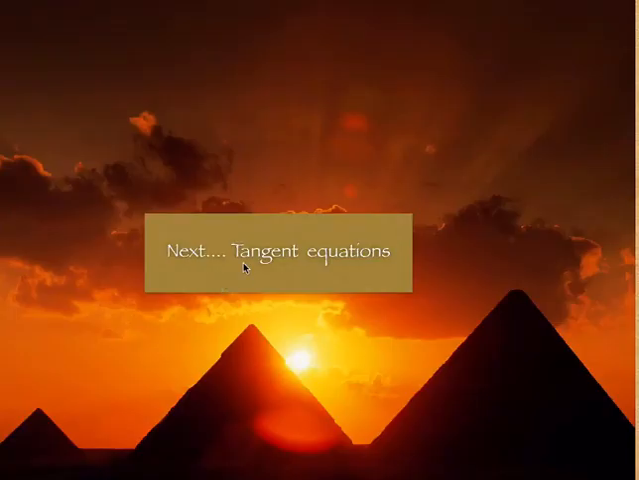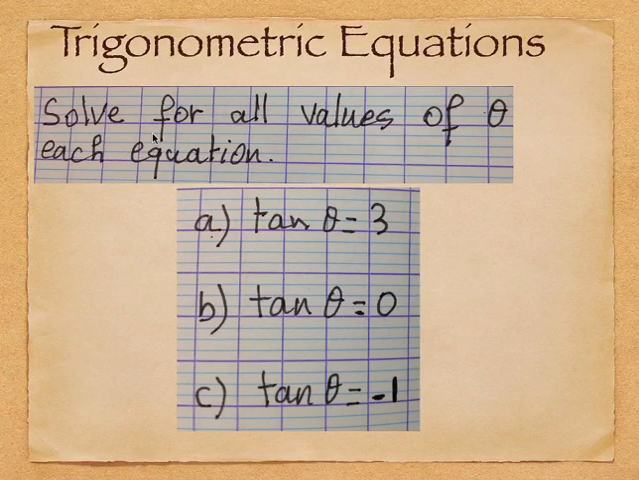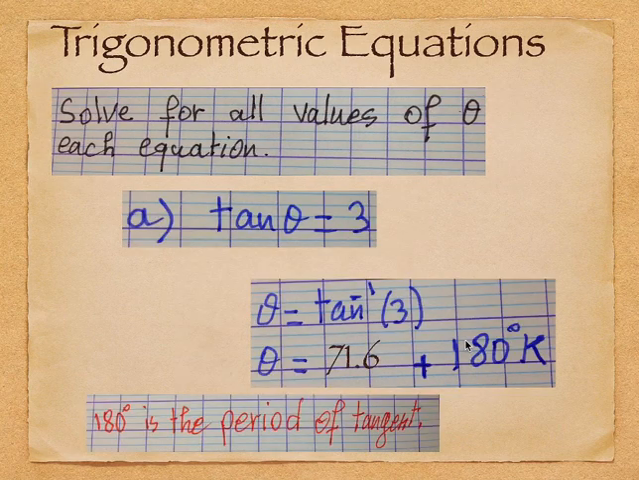Next, tangent equations. Here are my examples for all values of theta: tangent equals 3, tangent equals 0, and tangent equals minus 1. For tangent equals 3, just use the inverse function and you get on your calculator 71.6 degrees. You add 180k. In this case, as you can see in tangent, we didn't add 360k. Why? Because 180 is the period of tangent and not 360. Okay, k is an integer again.